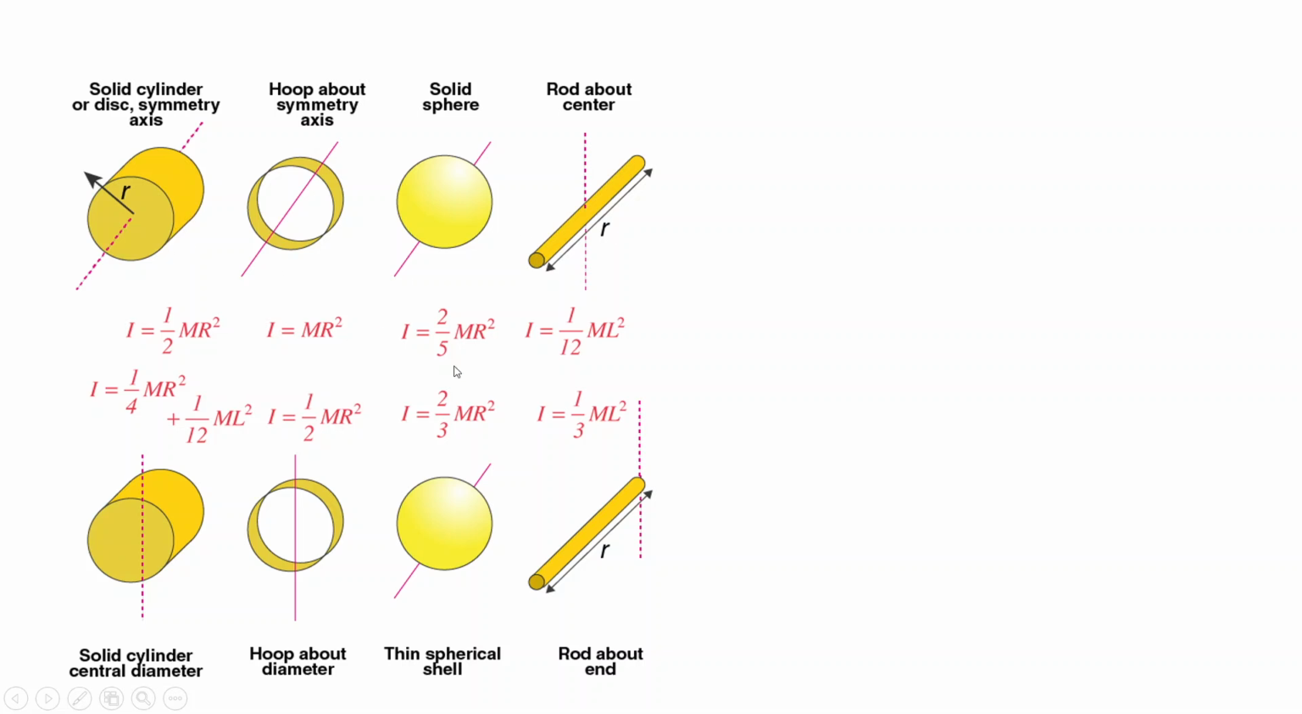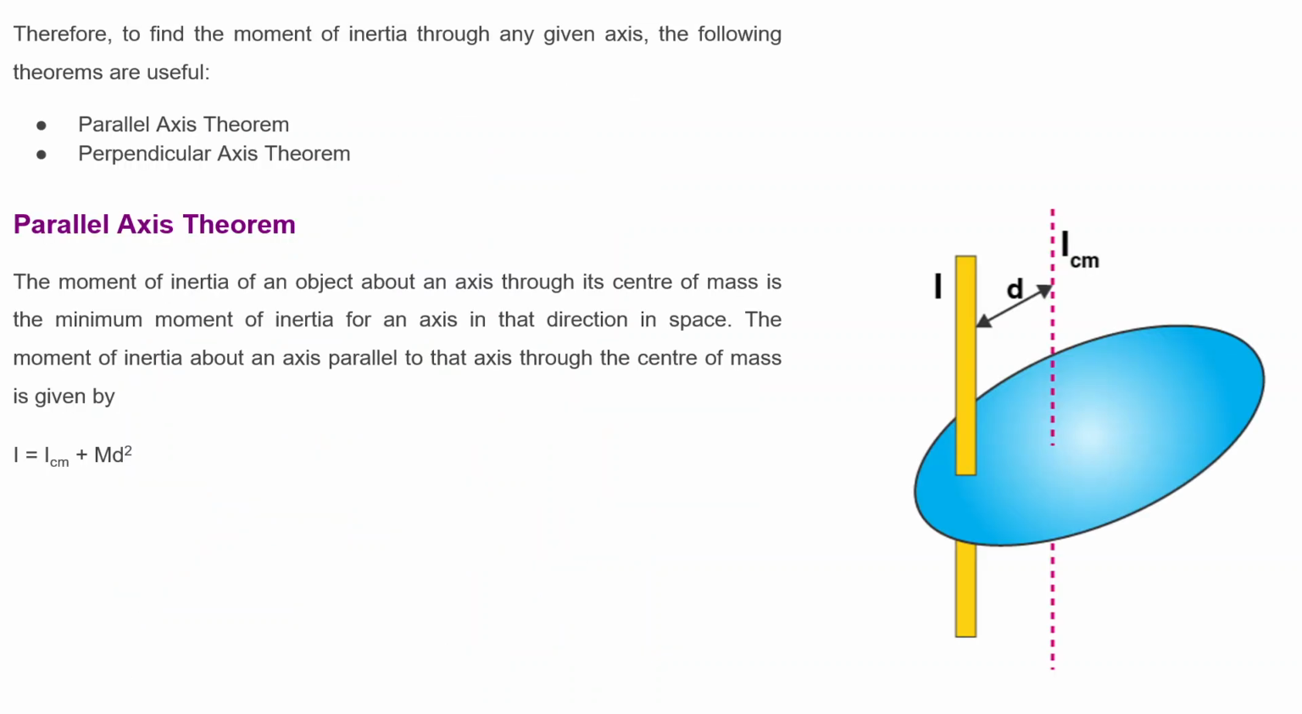But we know that we have two theorems based on which we can find the moment of inertia for these kinds of objects along different axes, right? These are the parallel axis theorem and the perpendicular axis theorem. So let's do a quick review of what these theorems tell us. First, let's talk about the parallel axis theorem.